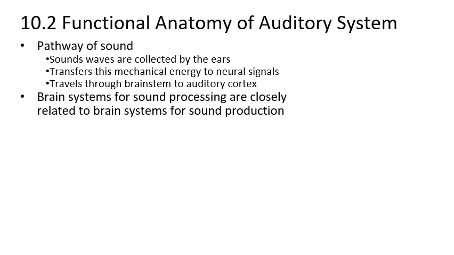So section 2, functional anatomy of the auditory system. We're going to go into the pathway of sound, but roughly sound waves are collected by the ears and then transferred through several parts of the ear and the inner ear, and this turns sound waves into mechanical energy and then turns the mechanical energy into neural signals. These neural signals travel through the brain stem to the auditory cortex and to different regions of the auditory cortex. The brain systems for sound processing are closely related to the brain systems for sound production. We'll get into that in a bit.